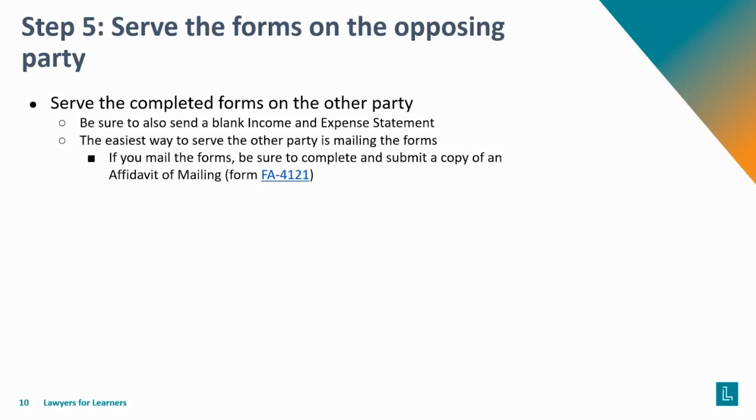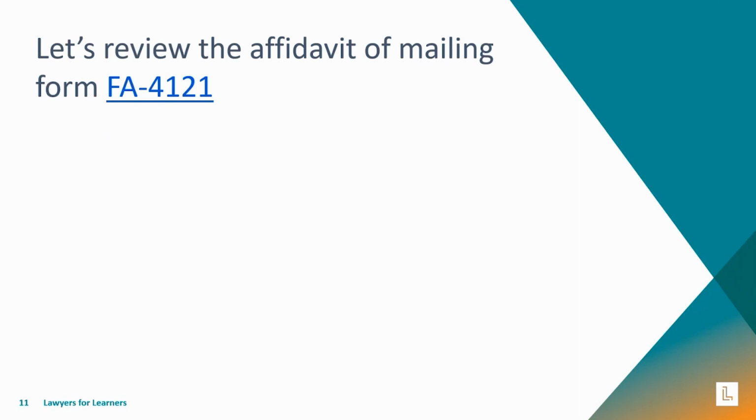Step number 5 is to serve the forms on the opposing party. Serve the completed forms on the other party. Be sure to also send a blank income and expense statement. The easiest way to serve the other party is by mailing the forms. If you do mail the forms, be sure to complete and submit a copy of the affidavit of mailing. This is Form FA4121. Let's review the affidavit of mailing form, FA4121.